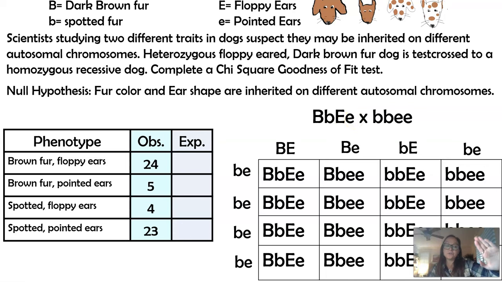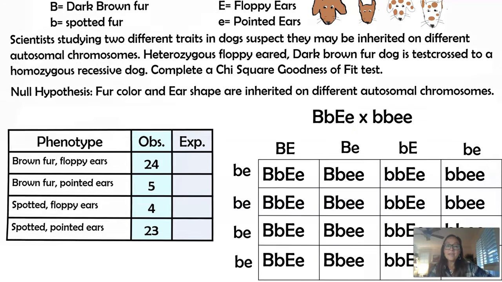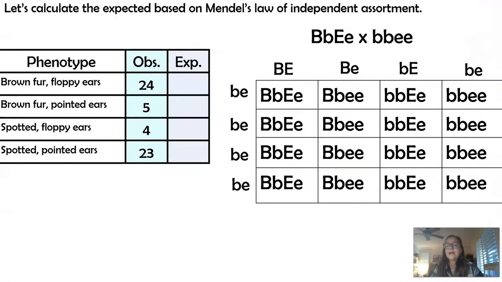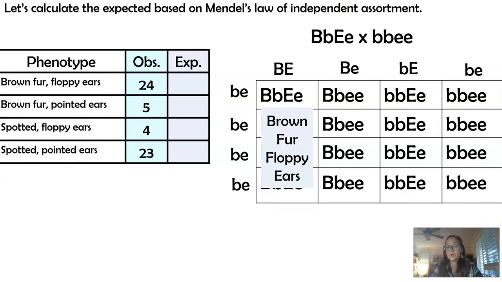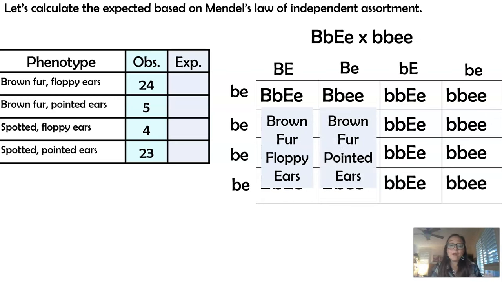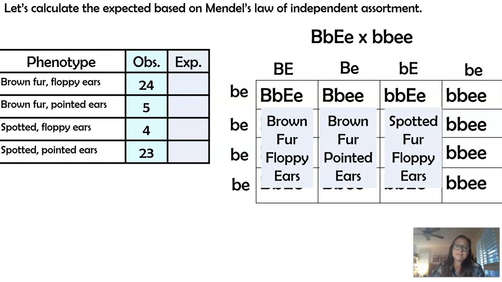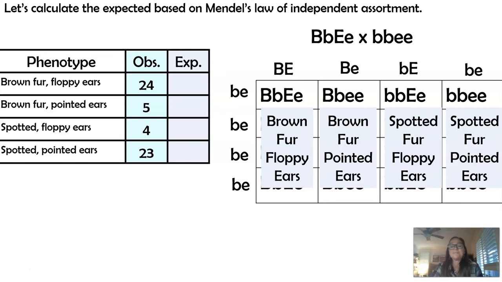All right. So we have our observed already listed. So now let's go ahead and calculate our expected. So 25% of the dogs would be expected to be brown fur and floppy ears, 25% brown fur and pointed ears, 25% spotted fur and floppy ears, and 25% spotted fur and pointed ears. So you'd expect a 1 out of 4 chance of each of these phenotypes showing up in the offspring.